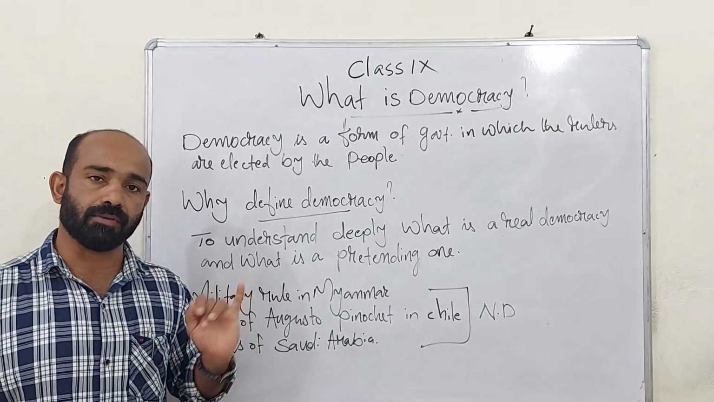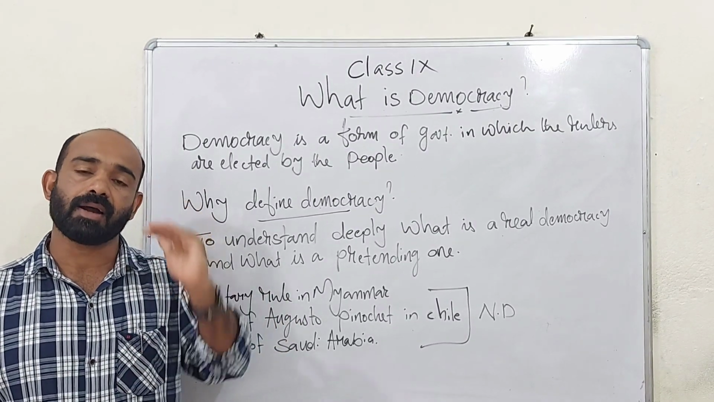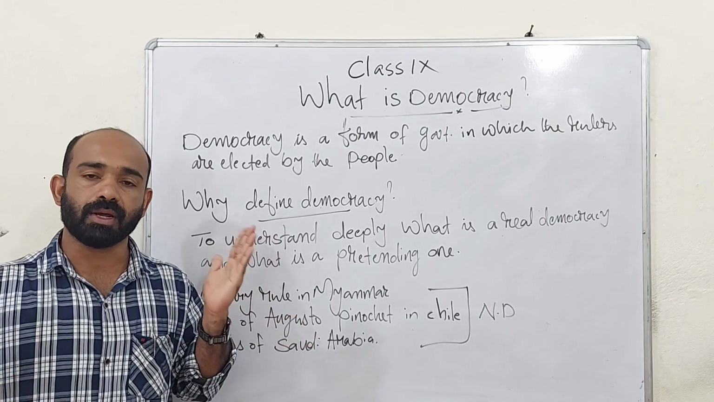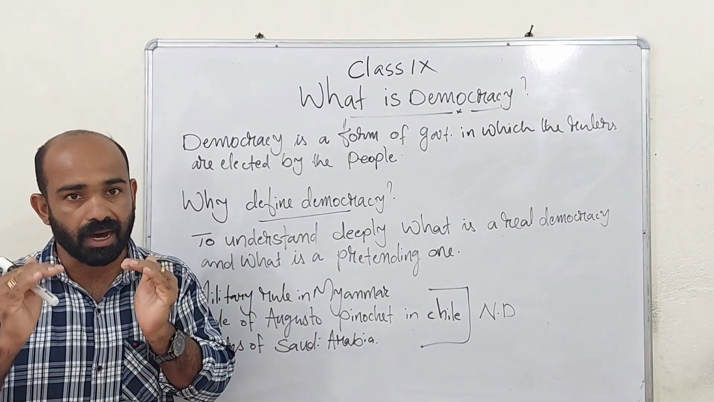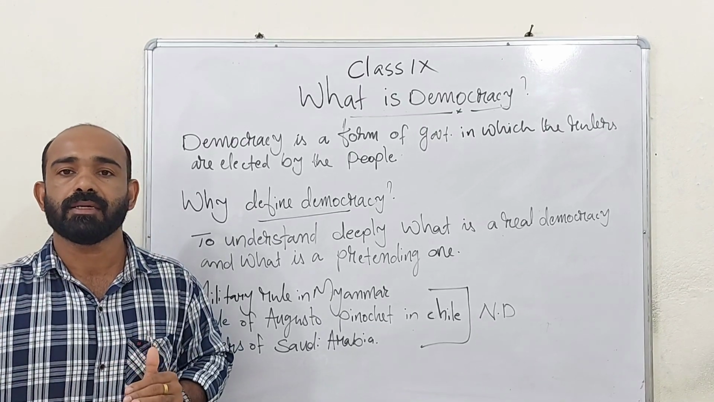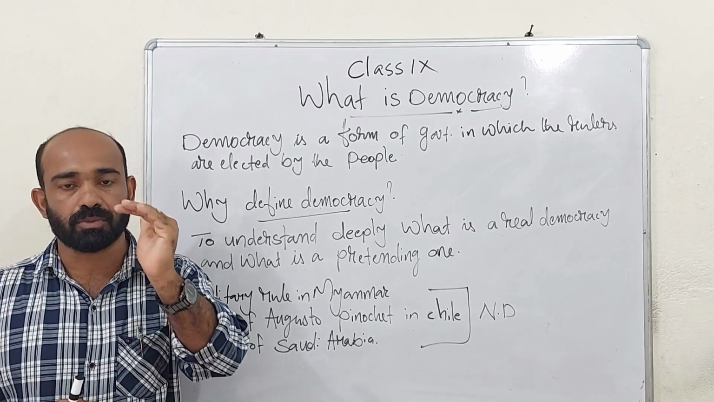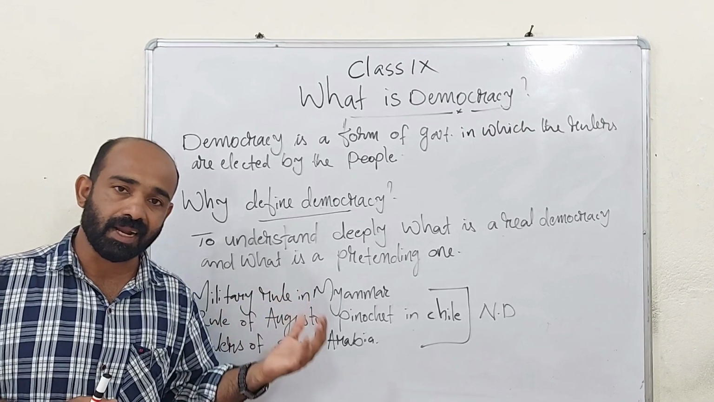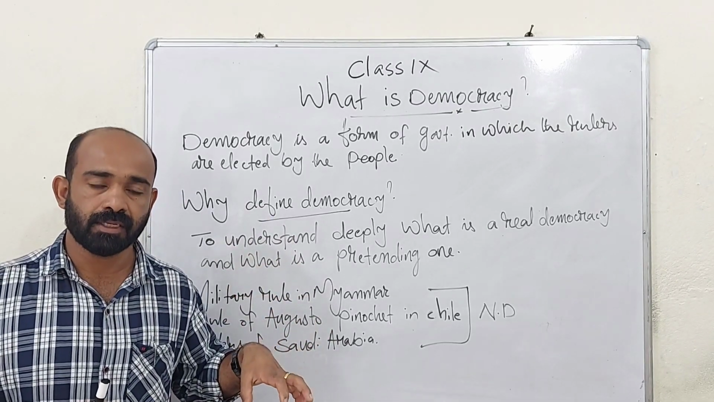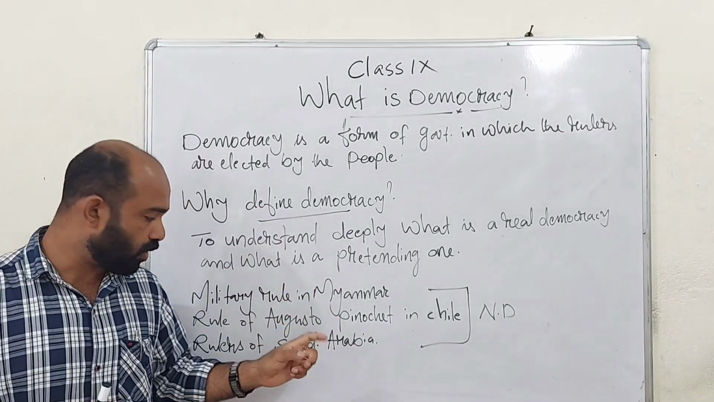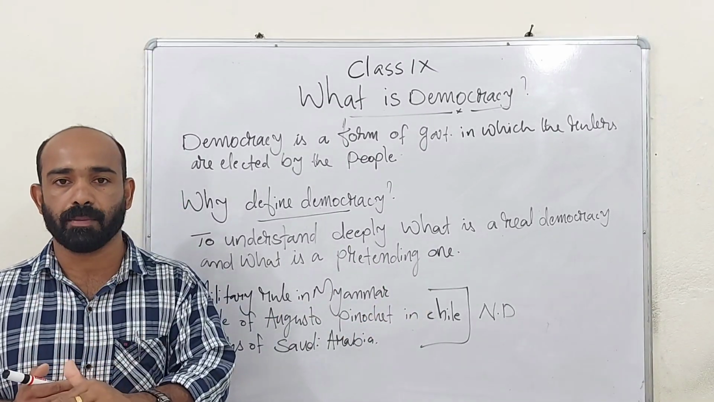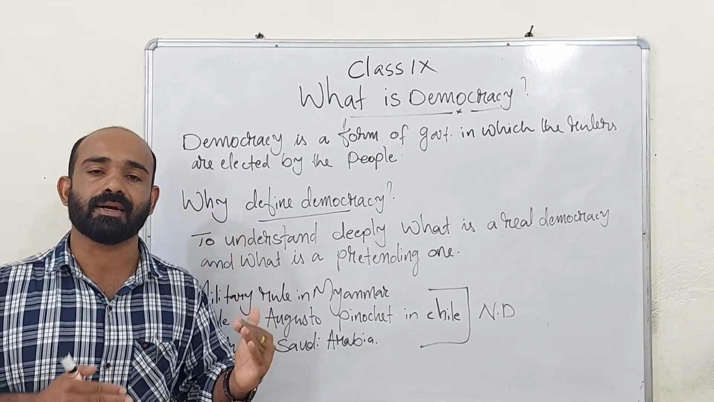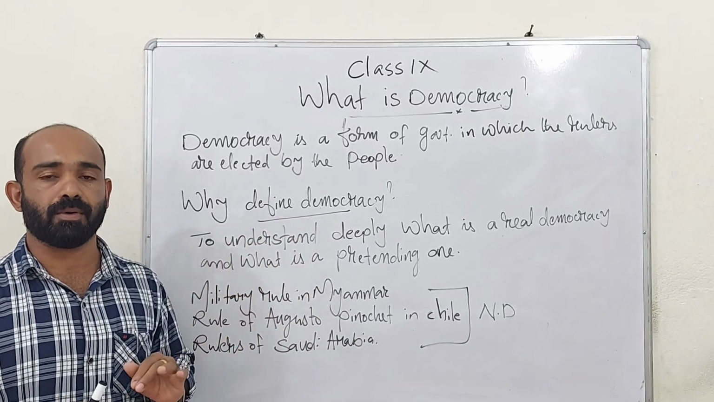And the rulers of Saudi Arabia are kings. So monarchical forms of government also cannot be called democratic because they are not getting power through the process of election. They are getting power hereditarily. Hereditary transfer of power. So the rulers of Saudi Arabia can be called only non-democracy. But at the same time, India is an example of a democratic form of government.